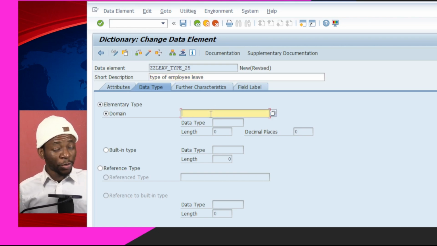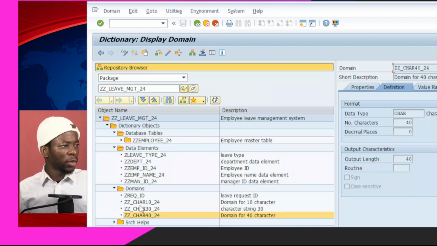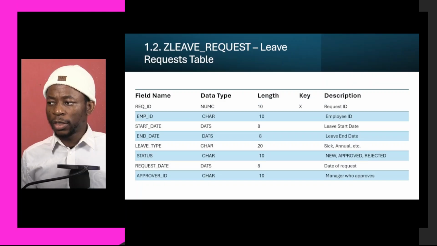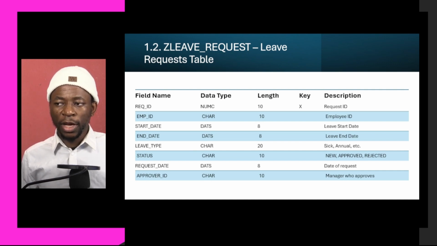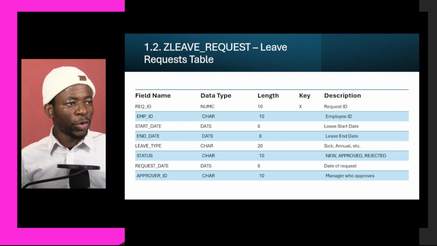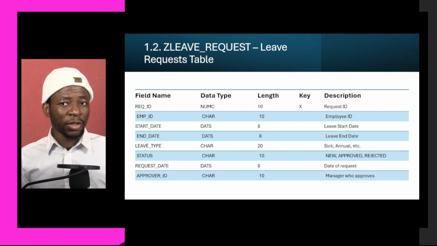Now we need a domain for this. We cannot reuse any domain from here, because if we check the description, you will see that the leave type has to be sick, annual, or other types of leave. So we need to give a value range to the domain that will be associated with the data element. Watch this, see how I'm going to do it.